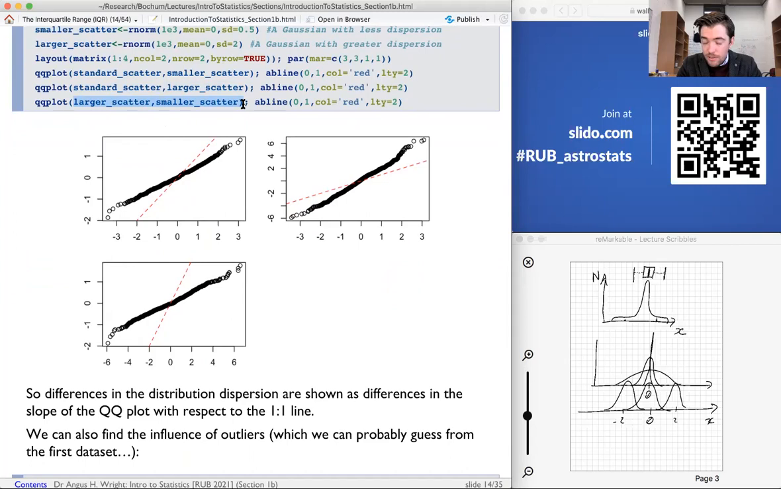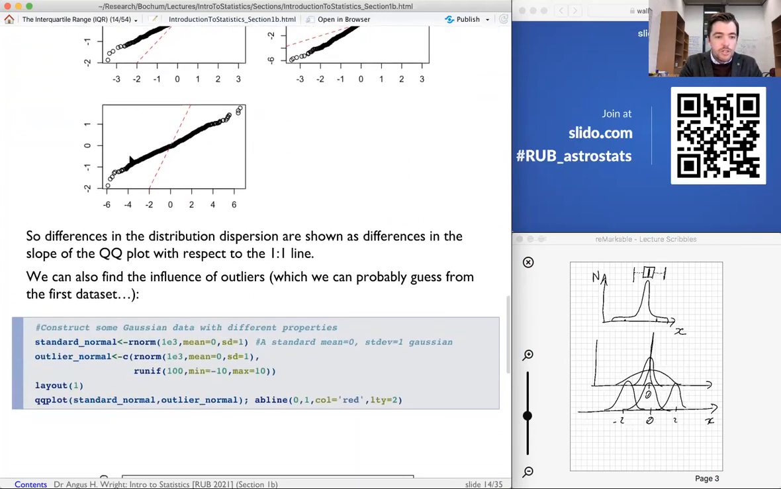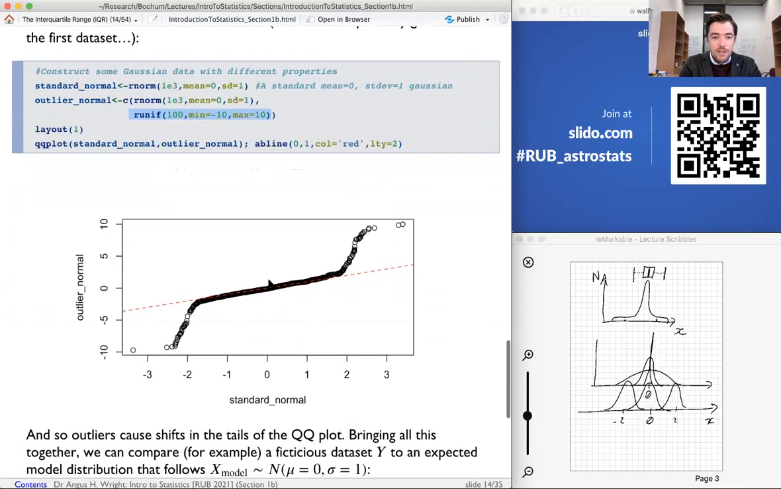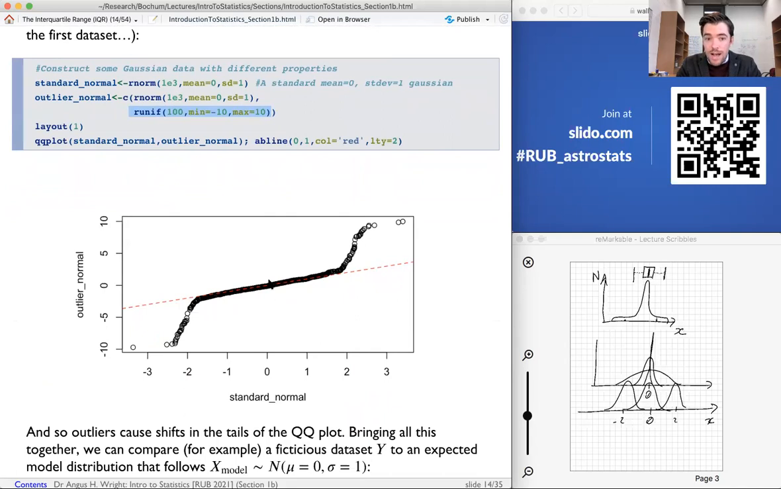The last thing that we can look at is what happens if we have outliers. So we can construct a normal distribution with data, which is just a Gaussian, and then we can construct the same Gaussian, but we add in 100 random outliers. We plot the QQ plot of this distribution, and we see this happens. So you have an incoherent deviation away from the one-to-one line caused by a difference in the outliers of the 2 populations.